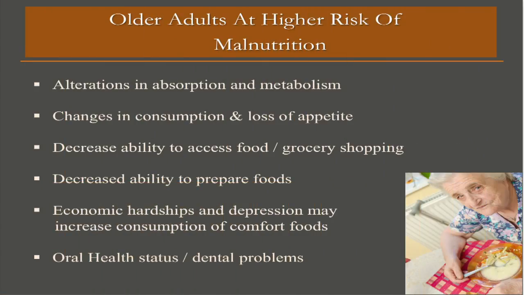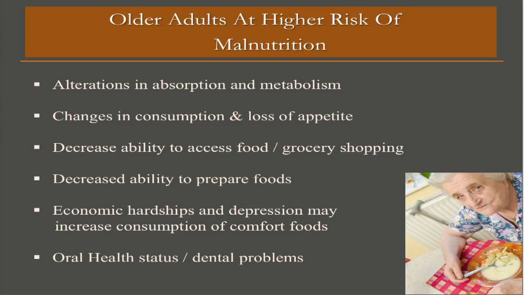Why are older adults at high risk for malnutrition? Alteration in absorption due to changes in gastric secretion, which limits absorption of iron and vitamin B12, sometimes constipation, and other changes place some elderly at a higher risk for malnutrition. Malnutrition may occur by changes in consumption and loss of appetite due to sensory changes, decreased sense of taste and smell.